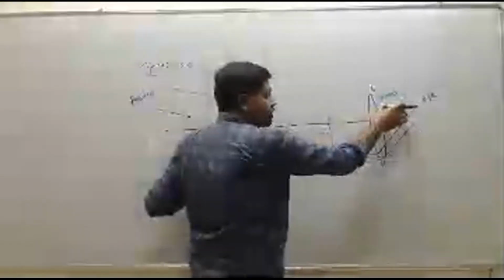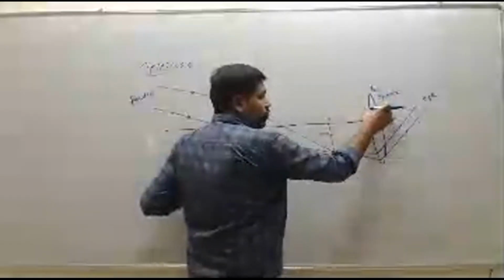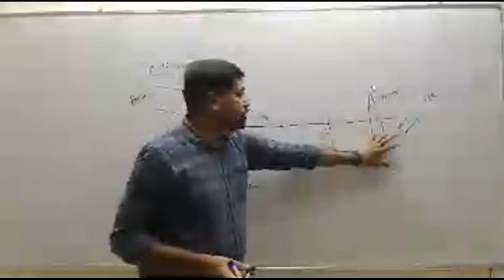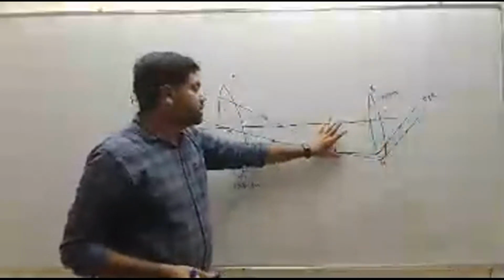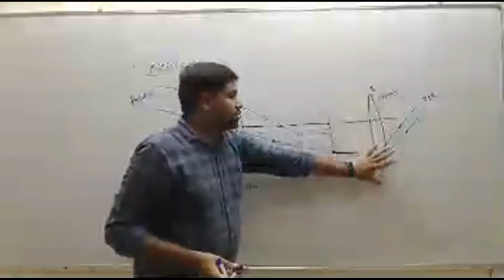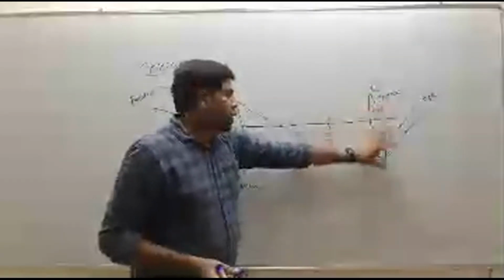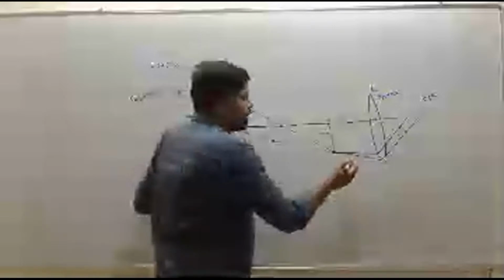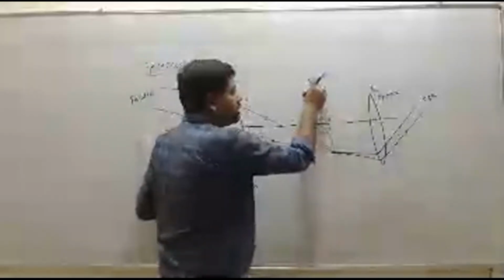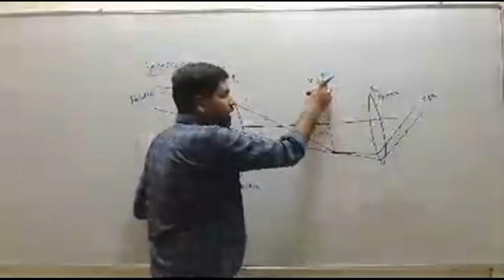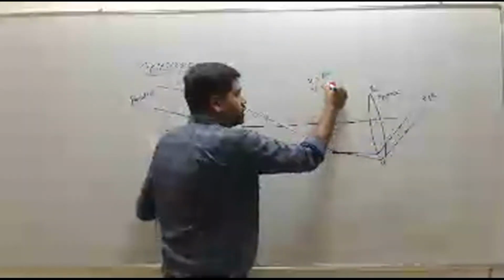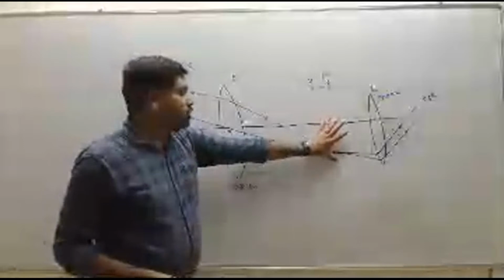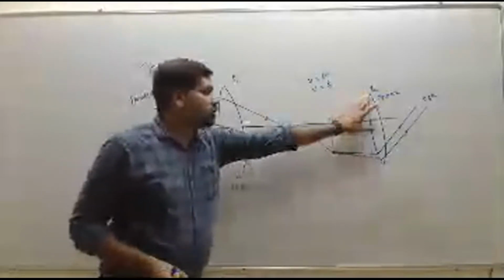This eyepiece is adjustable, that is, we can move it either forward or backward. We adjust the eyepiece such that this image is placed at the focus of the eyepiece, because the image obtained by the eyepiece has to be at infinity. The condition for v equals infinity is that the object must be at the principal focus. So this virtual object has to be placed at the focus of the eyepiece.